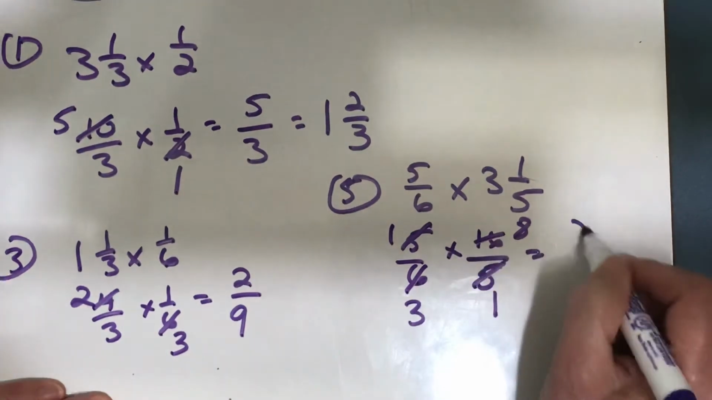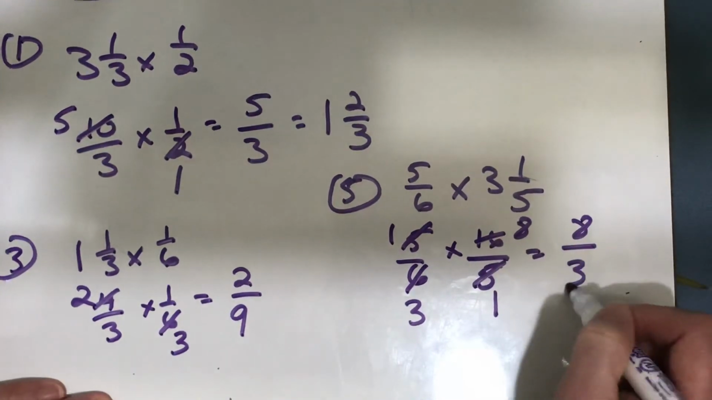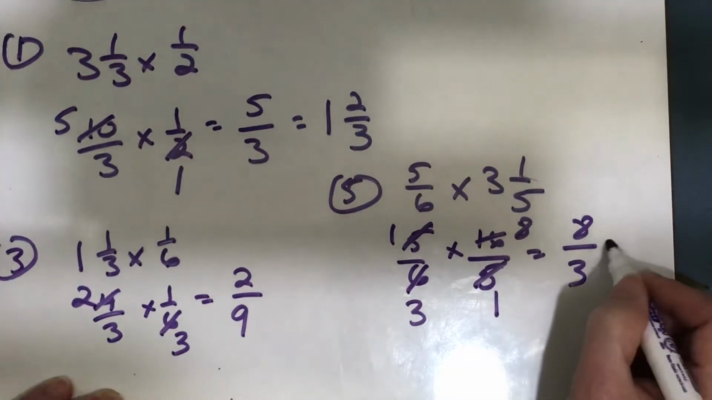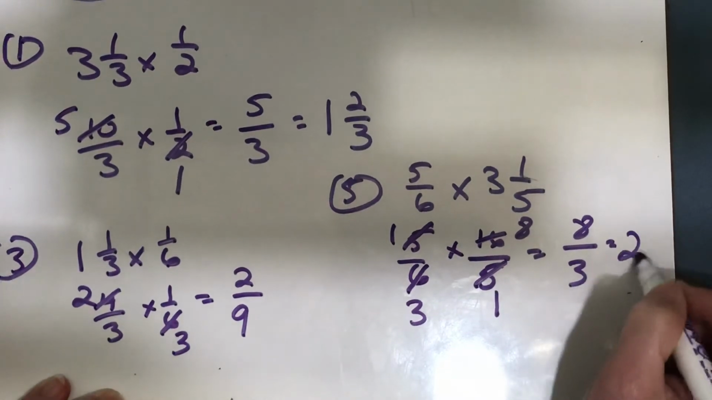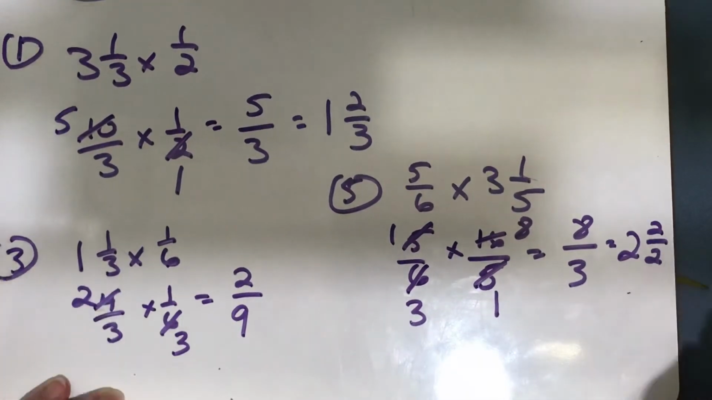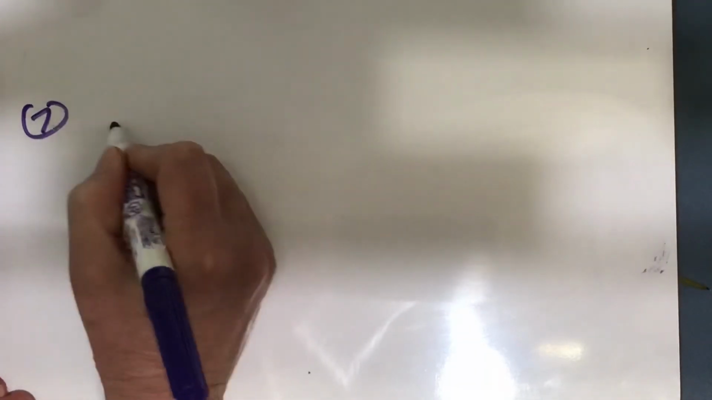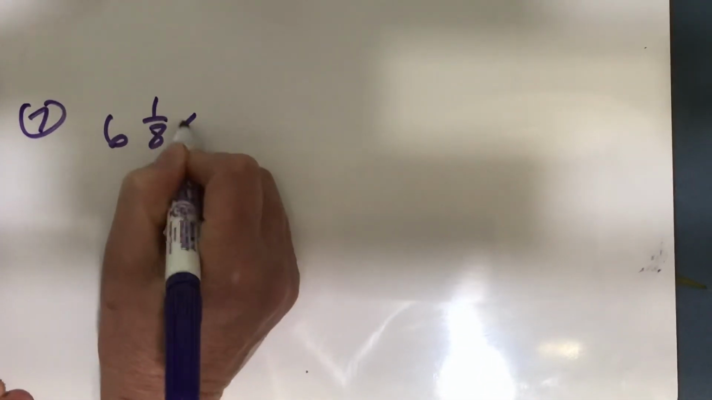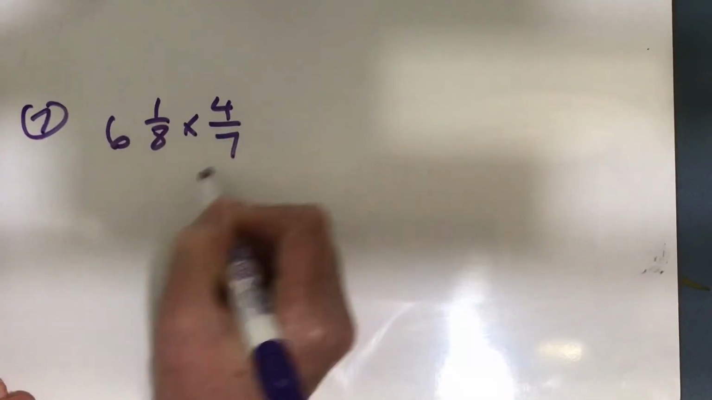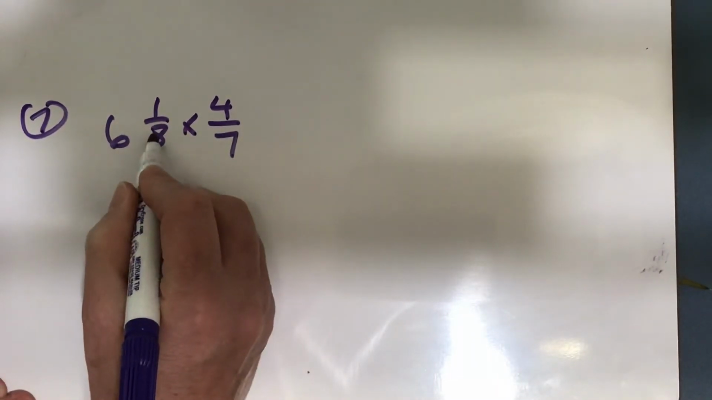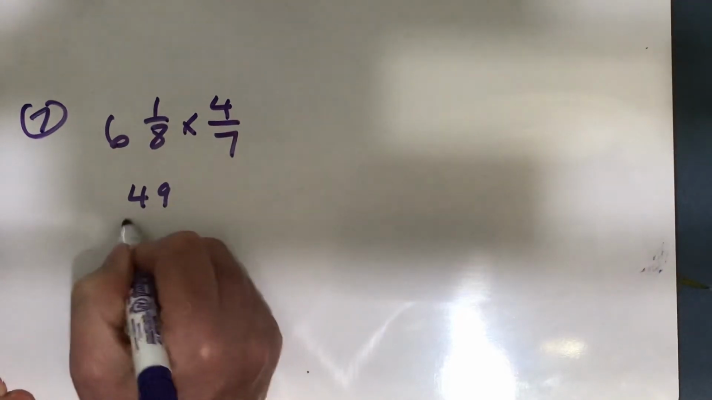So 1 times 8 is 8. 3 times 1 is 3. So I get 8 thirds. Then 3 goes into 8 2 times with 2 left over. So 2 2/3. All right, I'm going to go on to number 7. Number 7 is 6 1/8 times 4/7. So 6 times 8 is 48, plus 1 is 49.